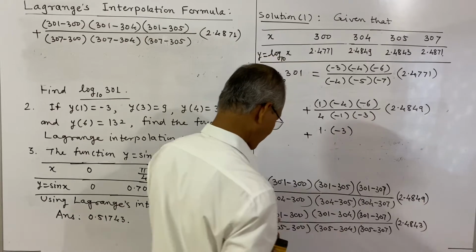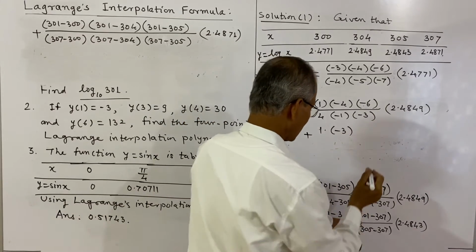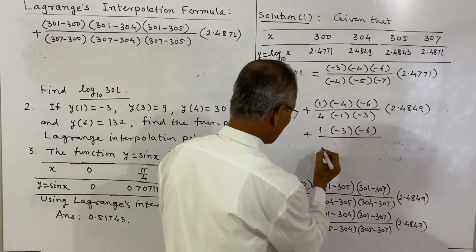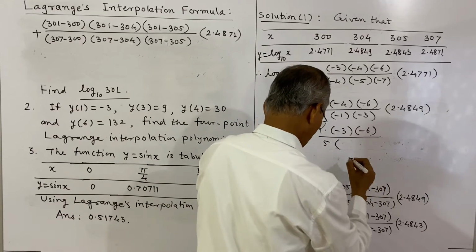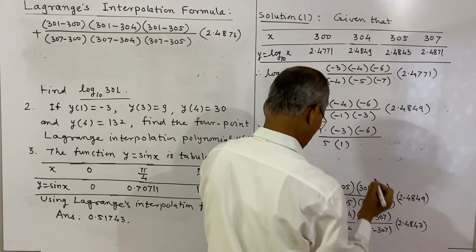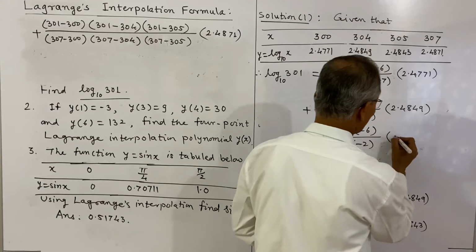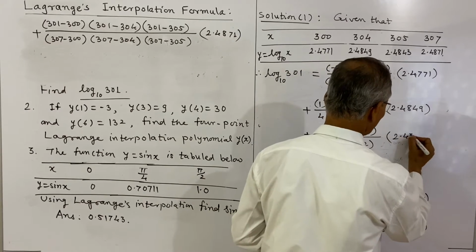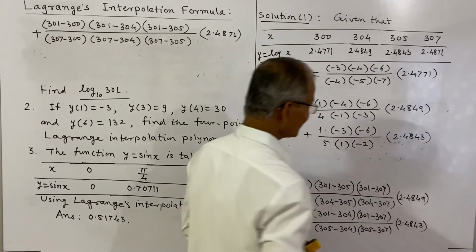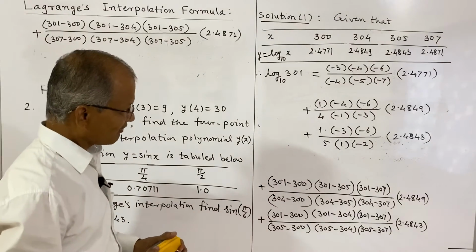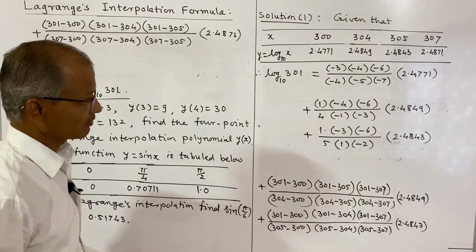Next, that is plus, this is 1, minus 3 and minus 6, divided by, this is 5, yes, 1, and then this is minus 2. It is multiplied by 2.4843. So we should be careful while doing the calculation, and we have to use the calculator.